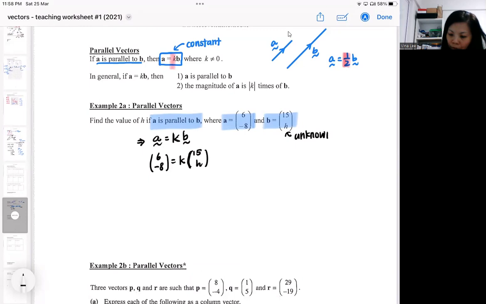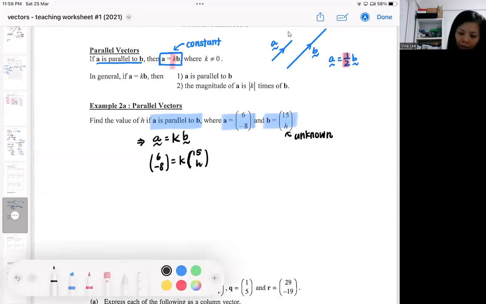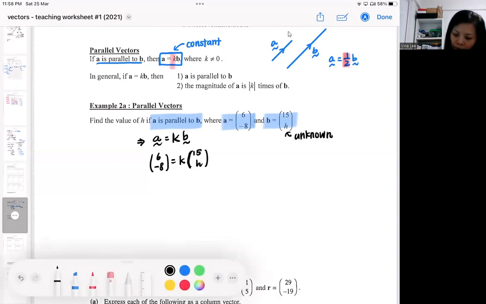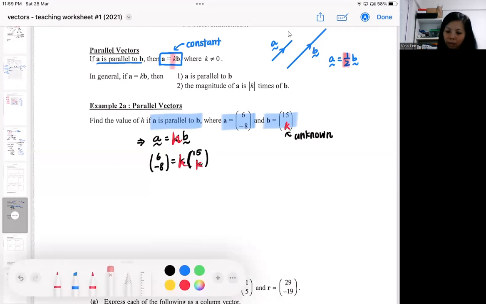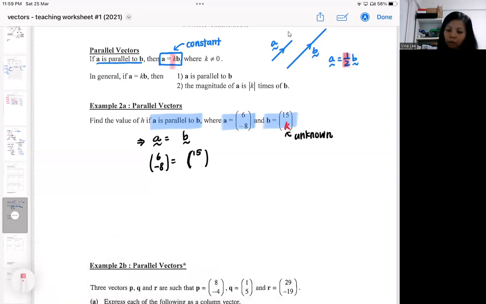Please be mindful of the unknown. We try not to use the same alphabet. For example, if this question already uses K, I wouldn't use a K here. I will use something like H here. I want the constant to be a different alphabet. So don't go and put the same alphabet. You need to take note.